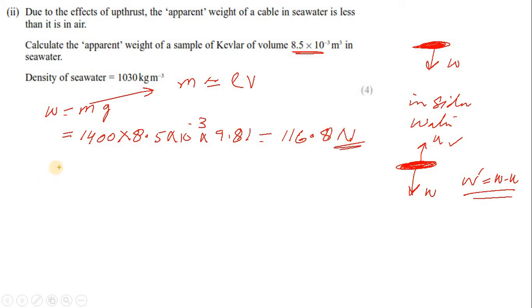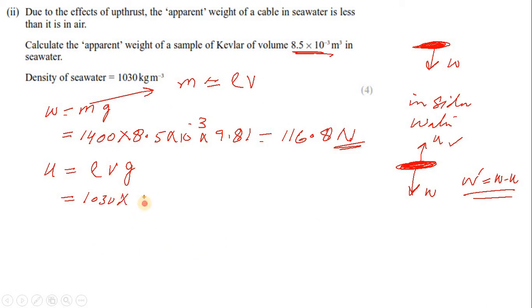And now let's talk about the upthrust acting. So upthrust is equal to rho Vg. Remember, in this case, this rho is the density of seawater, because in upthrust we use the density of the fluid. So the density of seawater is 1030. V is the volume of displaced fluid, or the volume of the object immersed in the fluid. And in this case, this V is the same as the volume of the Kevlar.